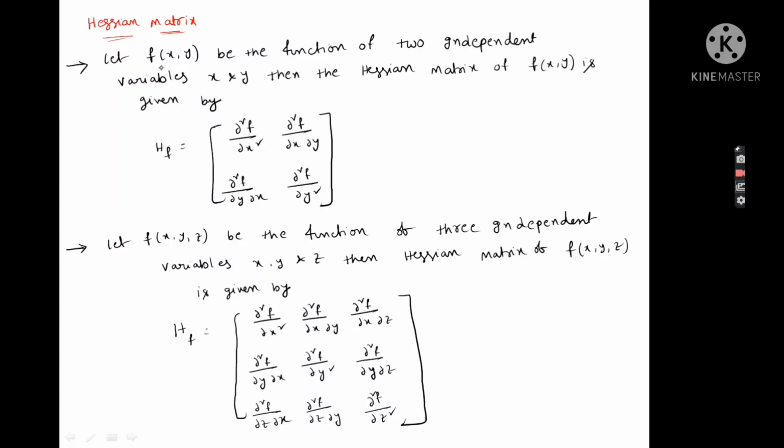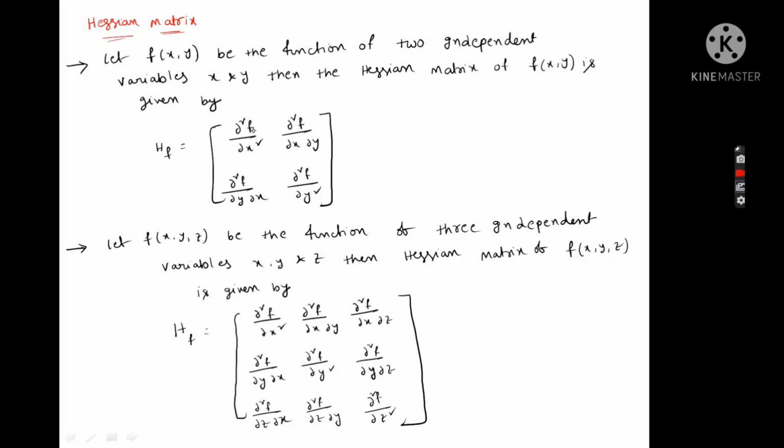What is the Hessian matrix? The definition of the Hessian matrix is: let f of x comma y be a function of two independent variables x and y. Then the Hessian matrix of the function of two independent variables is given by Hf equals d square f by dx square, d square f by dx dy, d square f by dy dx, d square f by dy square.